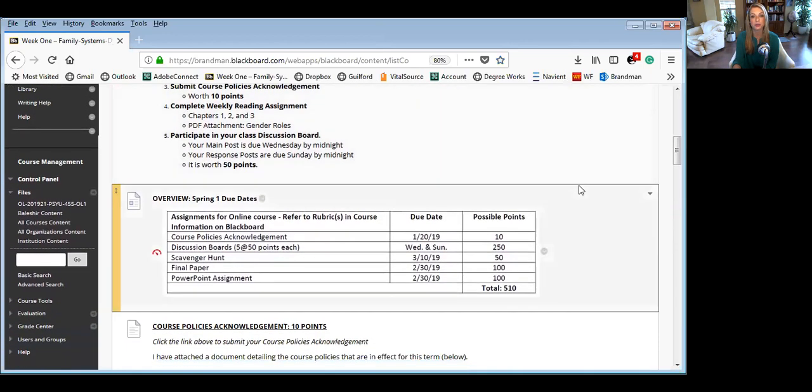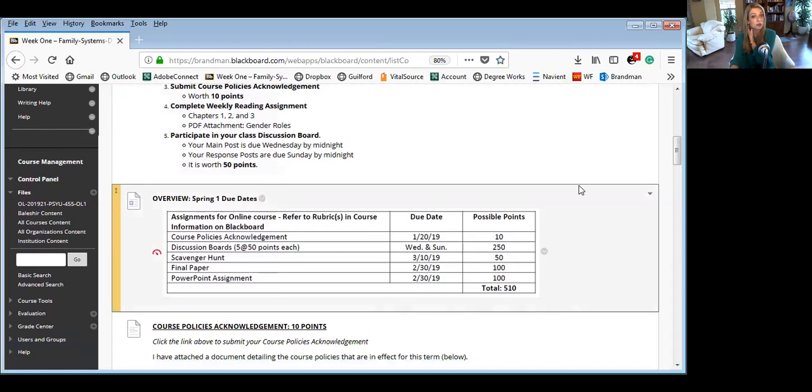And participate in your weekly discussion board. So your weekly discussion board is due, but the first main post is due by Wednesday at midnight, and then you're responsible for doing 2 response posts that are due by Sunday at midnight. Each of the discussion board participations as a whole is worth 50 points total.